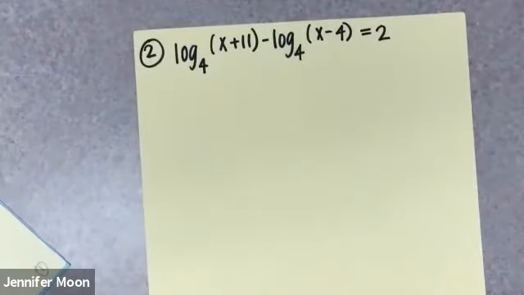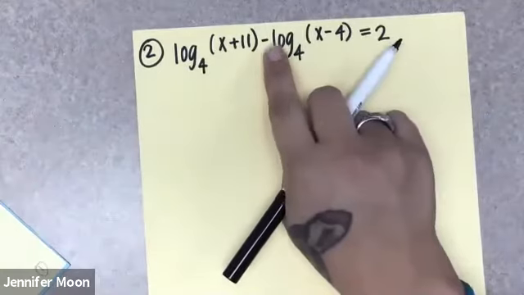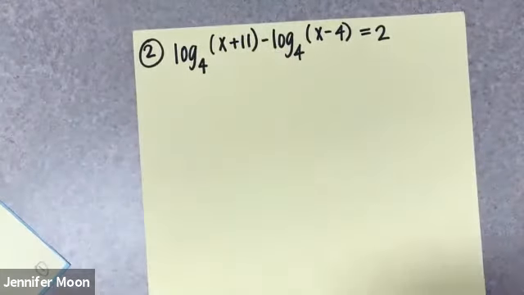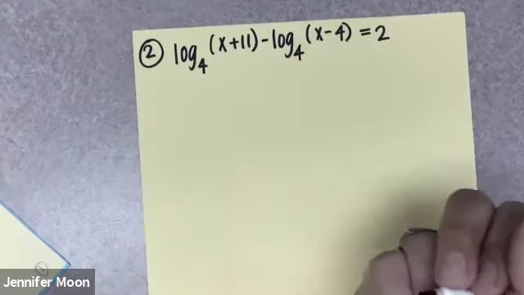So if I've got two different logs and one subtracting from the other one, what does this end up getting turned into whenever I condense it? Is it a multiplication problem or a division problem? It's a division problem, and it's because of that subtraction sign right there. That's me using that property of logs, which I believe was 4.3.